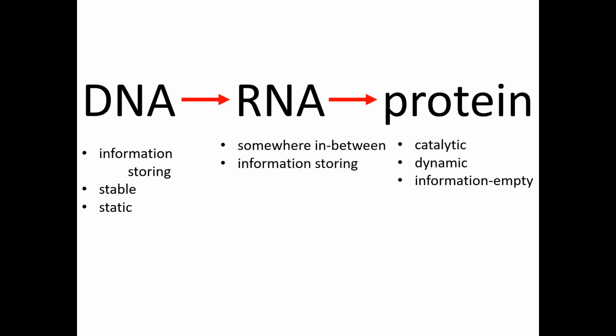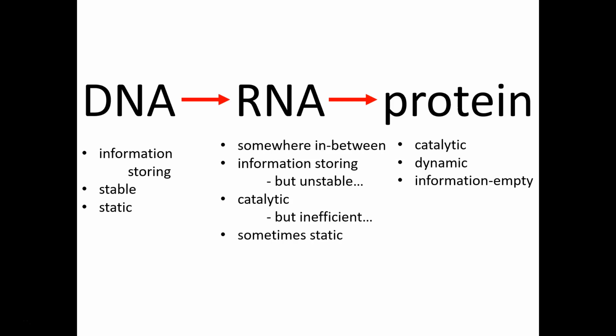RNA stores information for sure, because it carries that information to translation, but it's not very stable because it's single-stranded. And RNA can be catalytic in its double-stranded intramolecular base-paired form. When RNA takes on 3 dimensions, it can be catalytic, but it's not very good at catalysis. So it stores information like DNA, but not so well because it's fragile. It performs catalysis like protein, but not so well because it's not completely 3-dimensional. And so RNA is the intermediate.